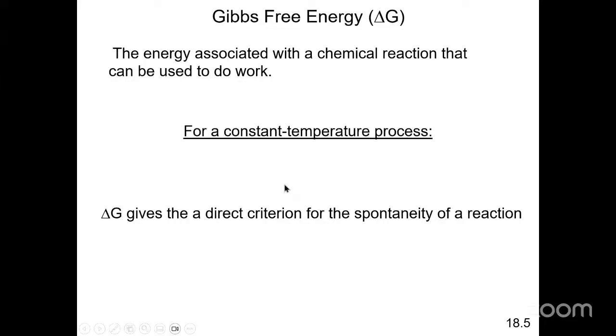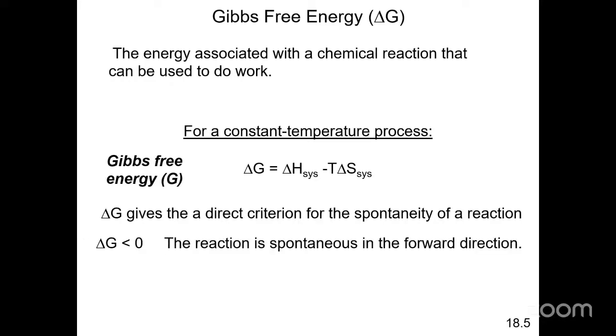Now, for a constant temperature process, so assuming that the temperature is constant, we have a relationship between the enthalpy of a reaction, the entropy of a reaction, and the Gibbs free energy, and that is this equation right here. The Gibbs free energy is equal to the change in enthalpy of the reaction minus T times the change in entropy, right? And it is this delta G that helps us determine whether or not a reaction, as it is written, is spontaneous, all right? So basically, if delta G is negative, right? You plug the values of delta H, T, and delta S into that equation.